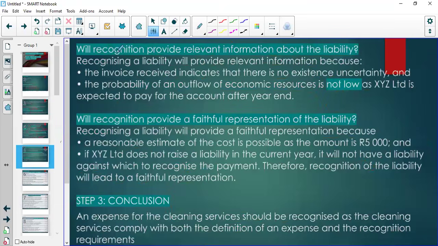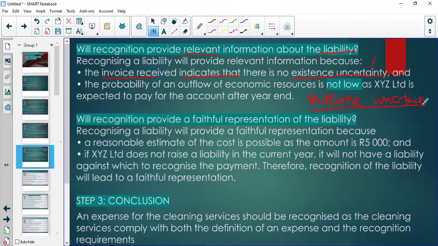And then we look at whether the recognition is going to be useful about the liability. Remember that when we talk of relevant information, we're talking of whether there is existence uncertainty. In other words, does the thing really exist? So we do have an invoice to indicate that it actually exists. And we also look at the outcome uncertainty to say, is there a probability of cash flow? Right.